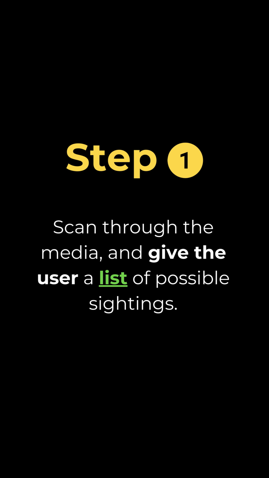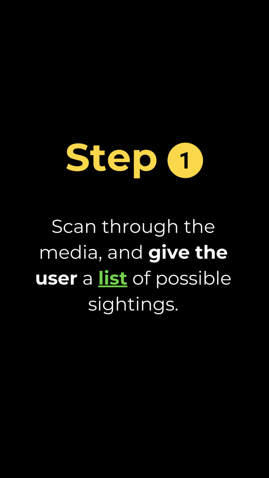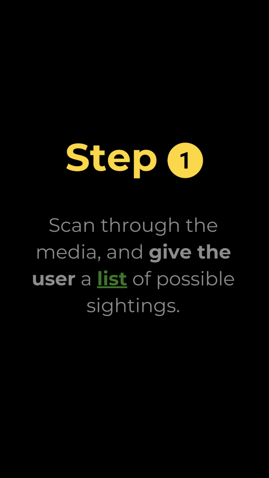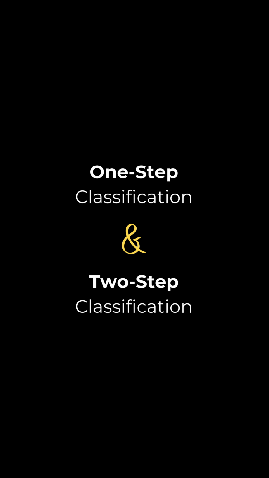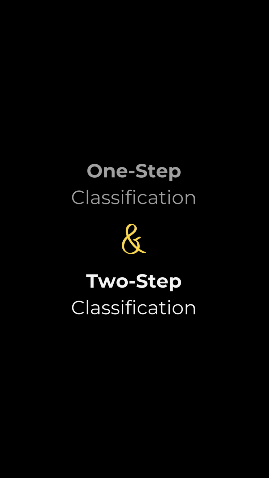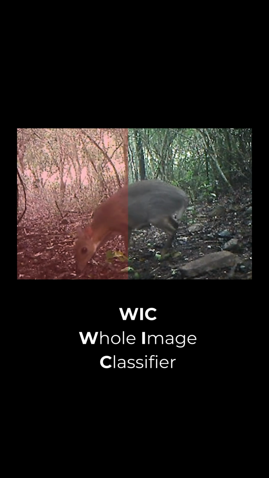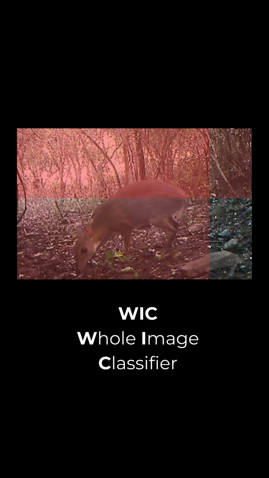This list specifies which photos and which frames out of thousands or hundreds of thousands might contain the animal you're looking for. There are two main approaches for this: one-step classification and two-step classification. One-step classification is where a whole image classifier, a WIC, processes the entire image or frame, including the entire background, and makes predictions based on all visible elements in the photo, without isolating the specific object or region of interest.